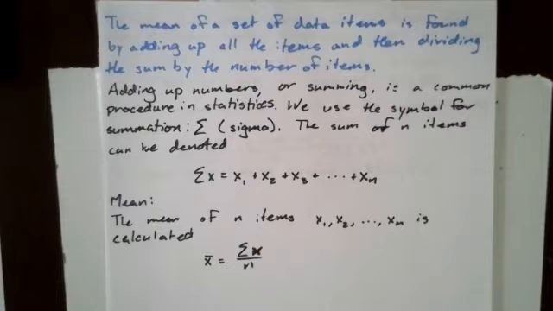Adding up numbers, or summing, is a common procedure in statistics. We use the symbol for summation, sigma. The sum of n items can be denoted sigma x equals x1 plus x2 plus x3 and so forth up to xn. The mean of n items, x1, x2, and so on up to xn, is calculated as x bar equals the sum of x over n.